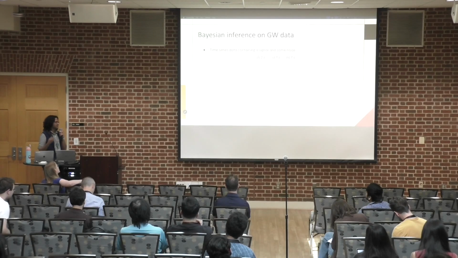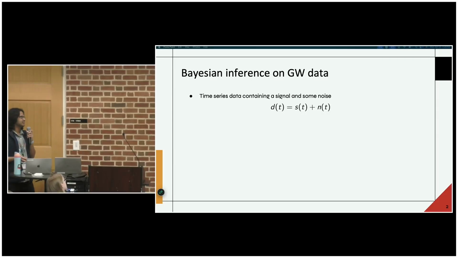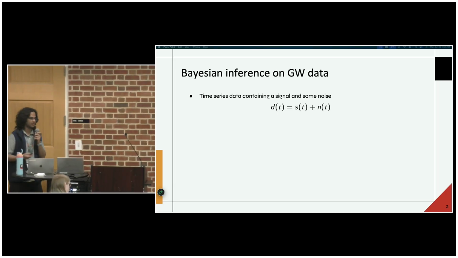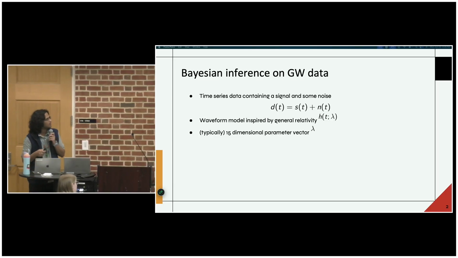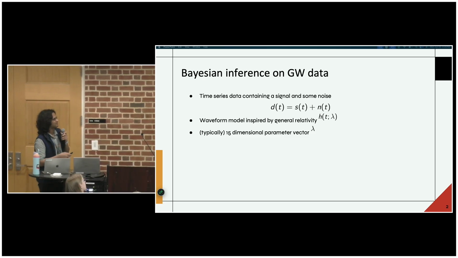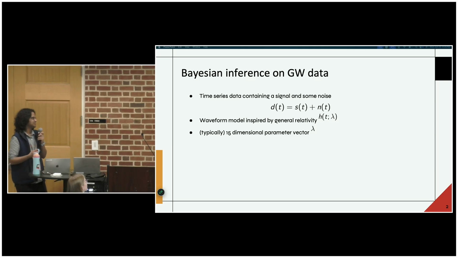When we have gravitational data come in, we usually have some time series data which can be thought of as a summation of some physical signal and some noise. What we then do is we take, please ignore the formatting, the Google Slides to PPT did not work, some waveforms inspired by general relativity, and the hope is that those are very close to the physical signal that we're seeing. And these are typically functions of a 15 or more or less dimensional parameter vector, lambda.